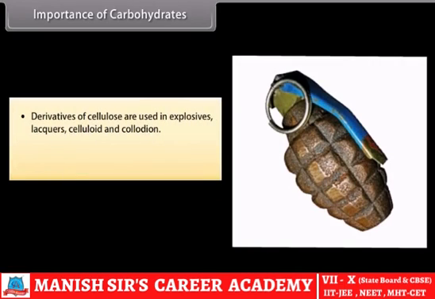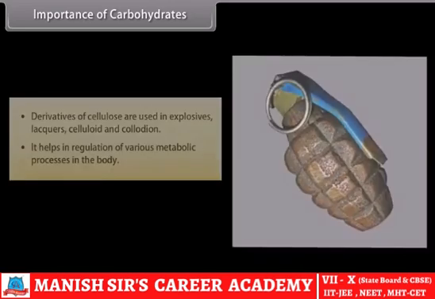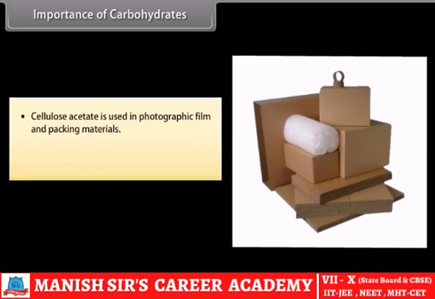Derivatives of cellulose are used in explosives, lacquers, celluloid, and collodion. They help in regulation of various metabolic processes in the body. Cellulose acetate is used in photographic film and packing materials. Carbohydrates are present in the storage form of food in plants as starch.